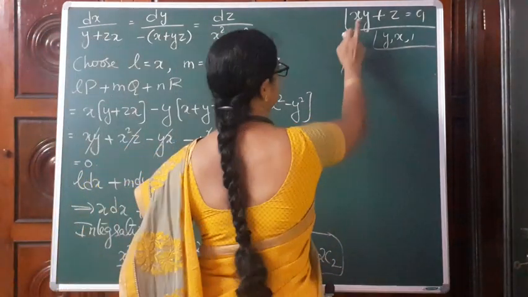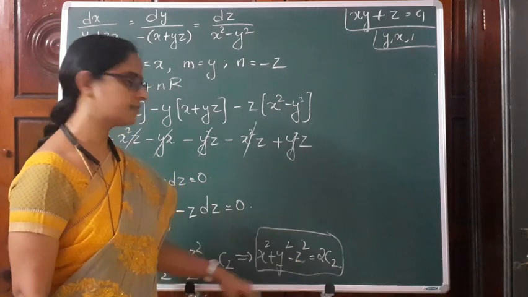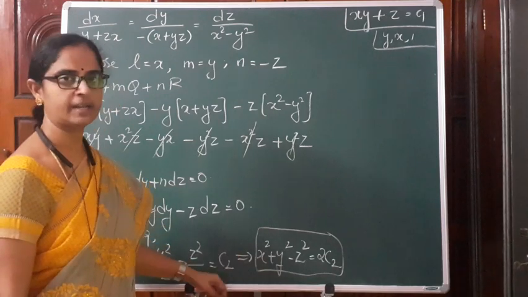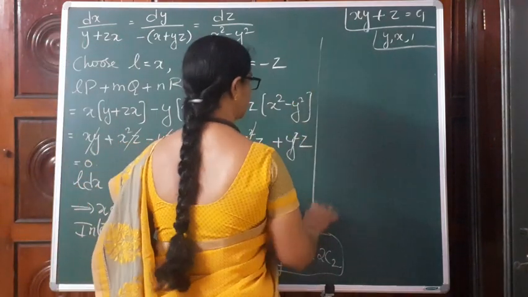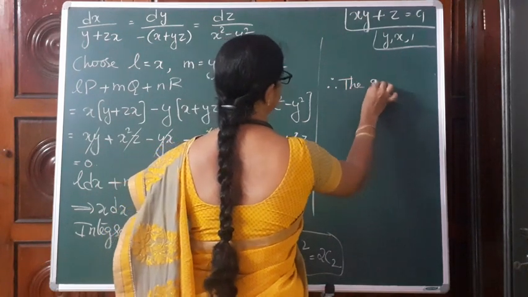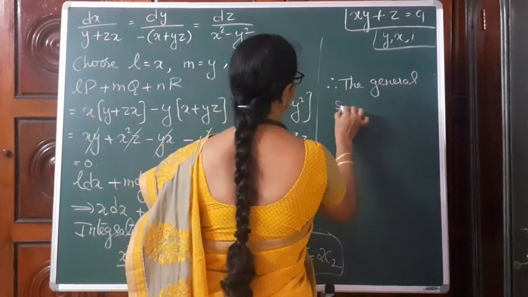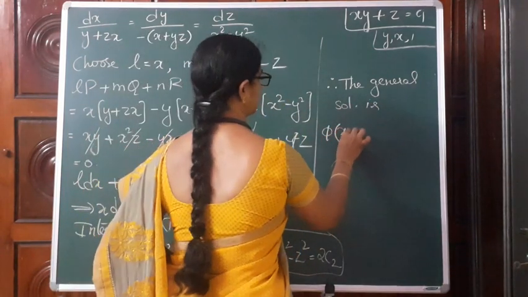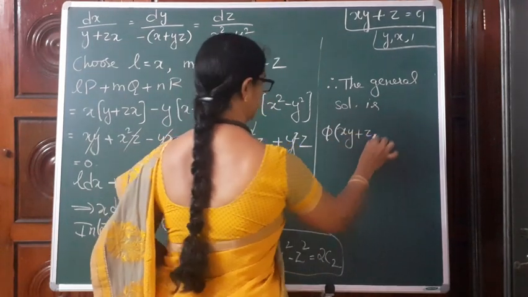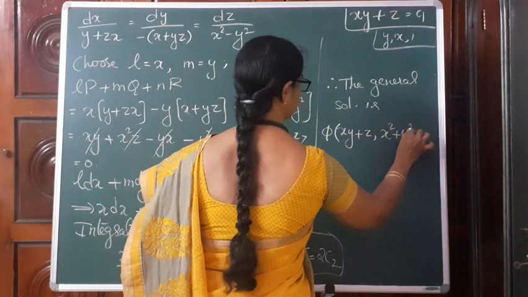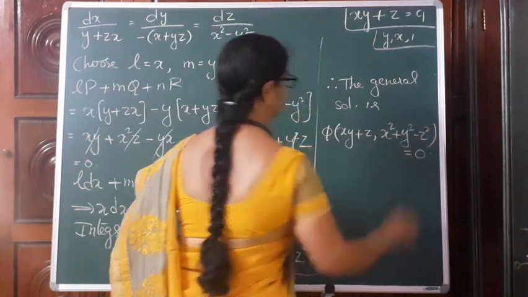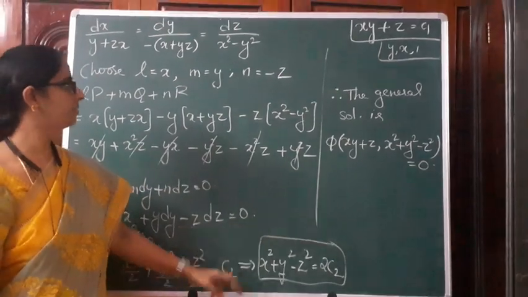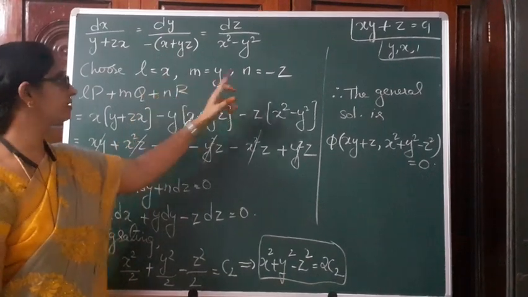The first solution is xy plus z is equal to c1. This is x squared plus y squared minus z squared is equal to c2. That is u of x y z is c1, and this is v of x y z is equal to c2. Therefore, the general solution is phi of u comma v is equal to 0. That is, phi of xy plus z comma x squared plus y squared minus z squared is equal to 0. This is the general solution of the given PDE with the two sets of multipliers y, x, 1 and another set xy minus z.